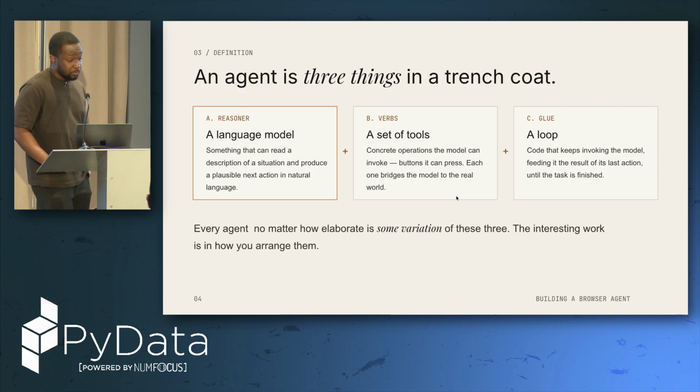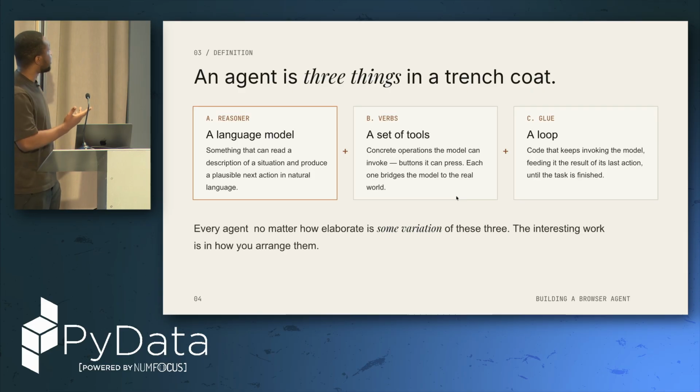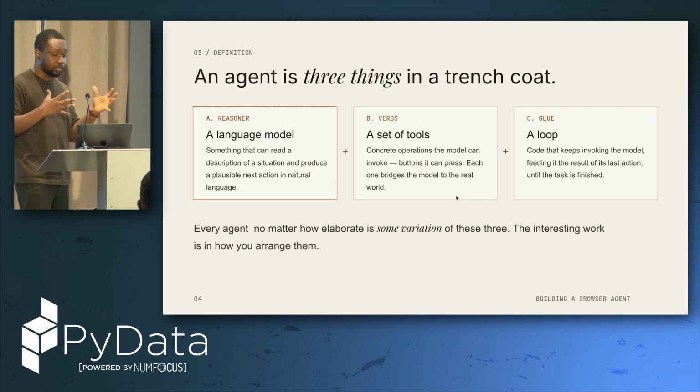So basically we say an agent is three things in the trenches. It's a large language model, right? A large language model with access to a bunch of tools, and with an orchestration or scaffolding around that to direct what the agent does.